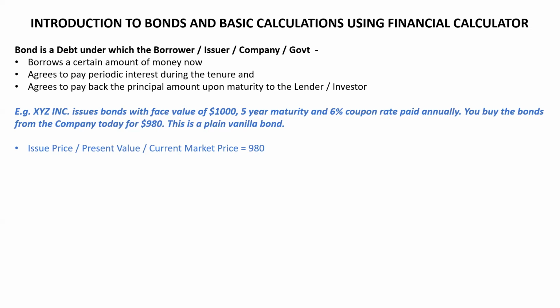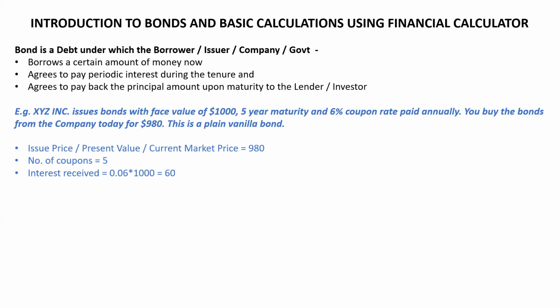So from this particular example, we are able to understand certain terms. The issue price, or the present value, or the current market price, is 980. This is the price at which we are purchasing the bond. The number of coupons, or the number of interest payments that you are going to receive, is 5 because it's a 5-year bond and it is paying you interest annually.